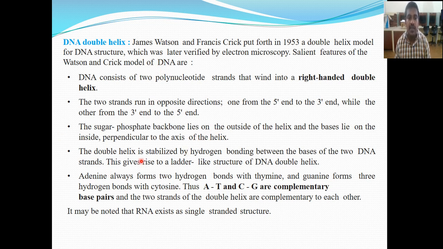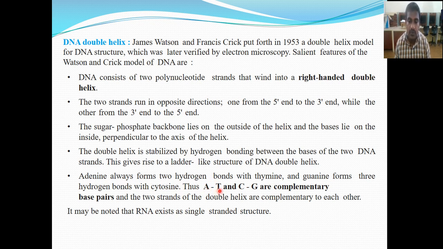This double helix structure is stabilized by hydrogen bonding. This hydrogen bonding is between the bases of the two DNA strands, and this gives rise to the ladder-like structure of the DNA double helix. So we get this double helix structure because of the two DNA strands. And what about the base pairing? We saw the complementary base pairing. Adenine always pairs with thymine, and cytosine always pairs with guanine.